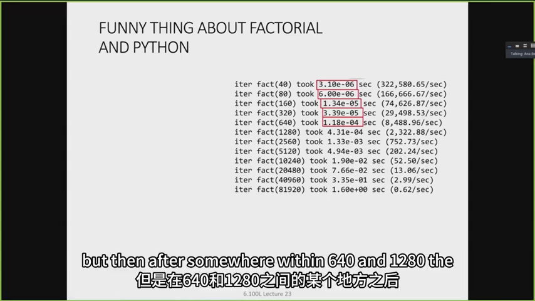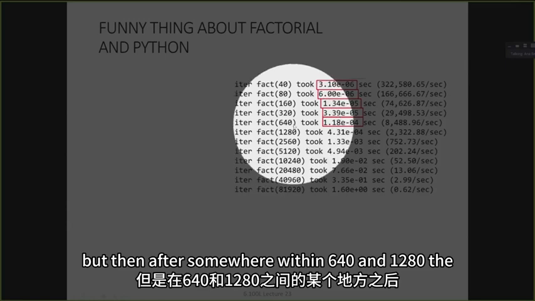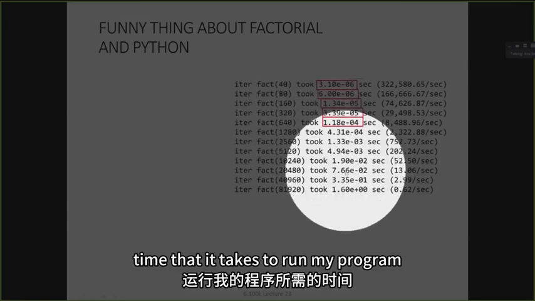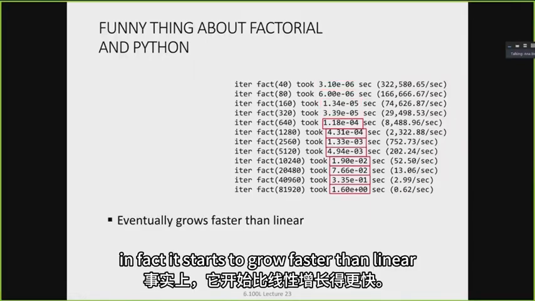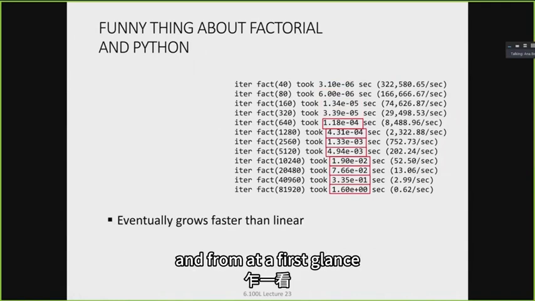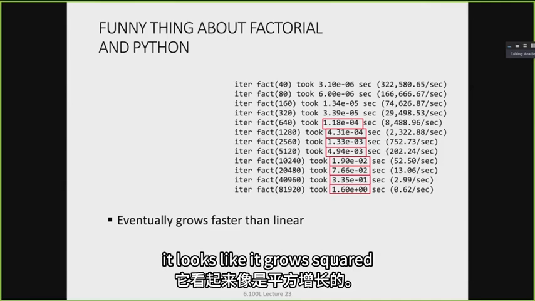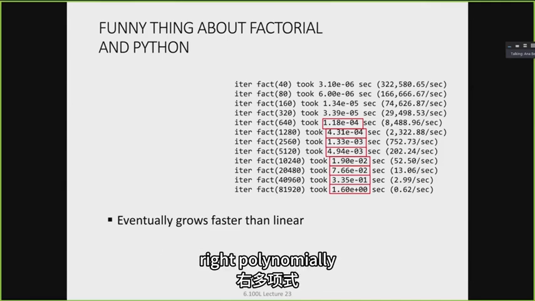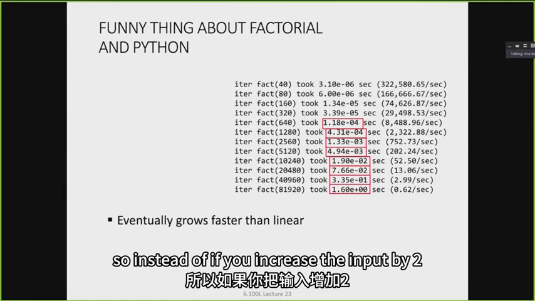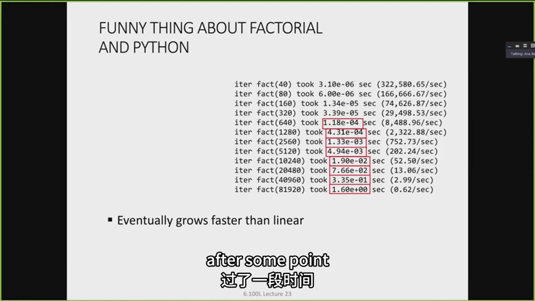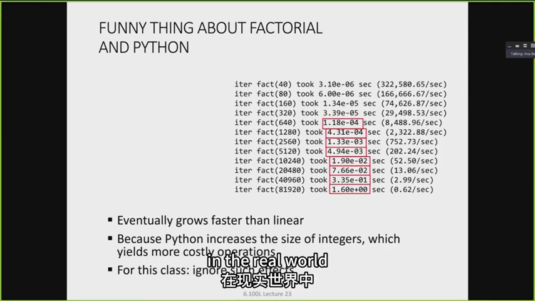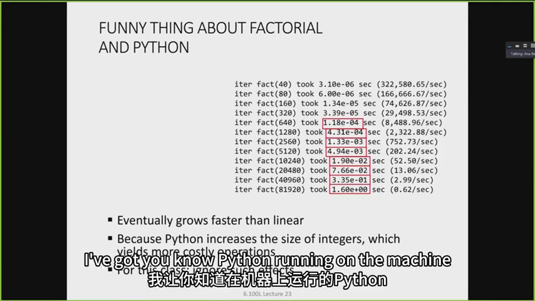But then, after somewhere between 640 and 1280, the time that it takes to run my program no longer follows this linear pattern. In fact, it starts to grow faster than linear, and at first glance, it looks like it grows squared, polynomially. So instead of, if you increase the input by 2, it looks like the time it takes for this program to run increases by 4 after some point.